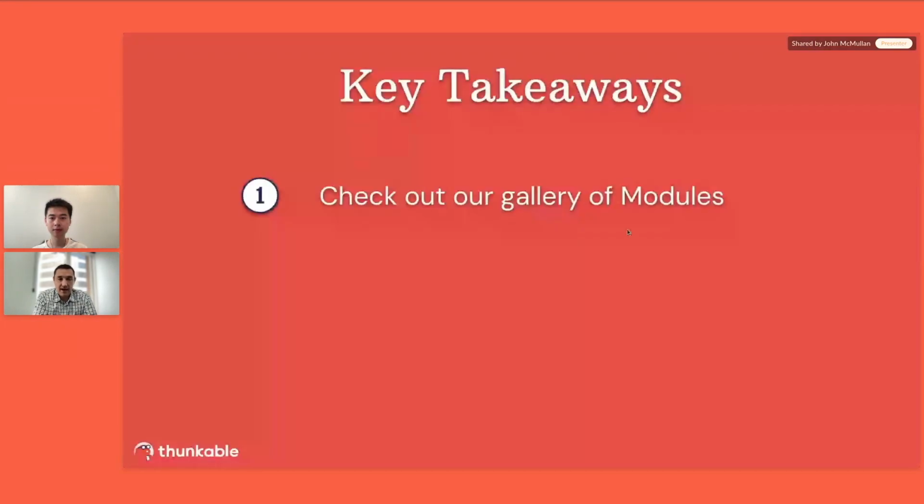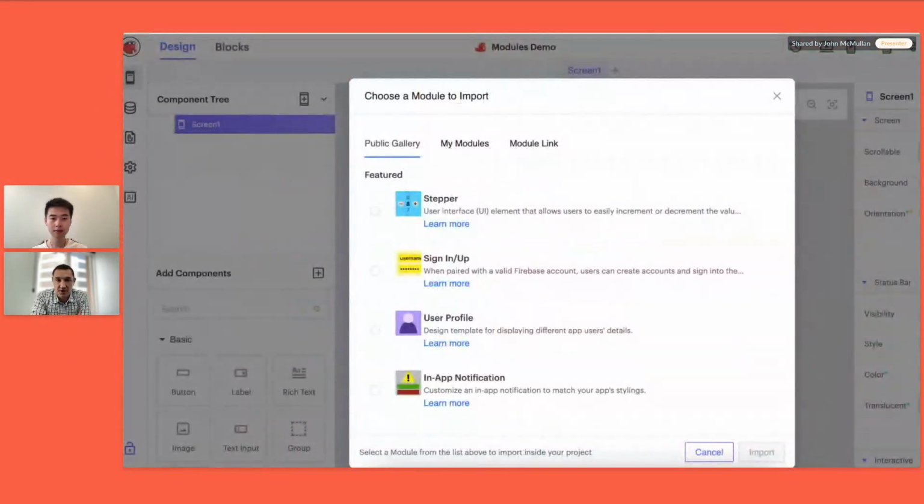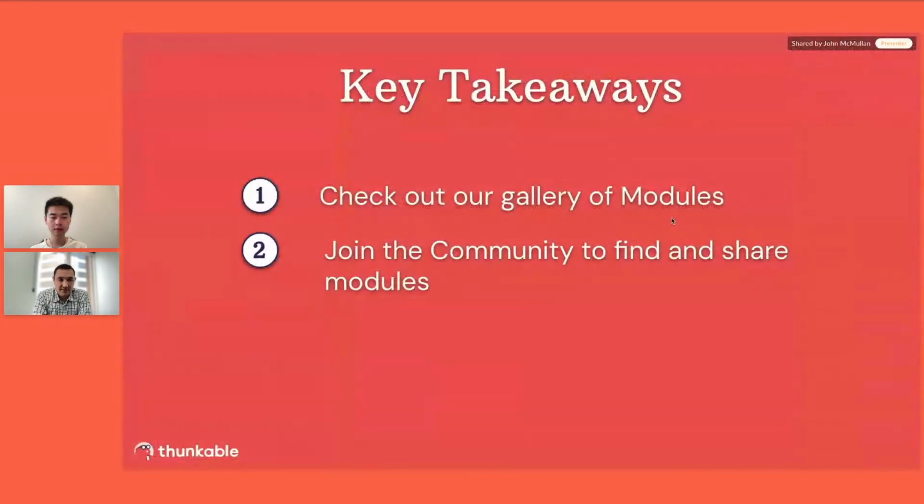So with that, a couple key takeaways. Brian showed that, but for those of you that have not yet started building with modules, be sure to check out our gallery of modules. So from within your project, you can check out the modules here simply by clicking that plus sign on add components. I believe there's 4 or 5 right now. There'll be more coming soon. And we do want to hear from you all what modules you would like to see. So be sure to check that out and try that out, and start adding them to your project.